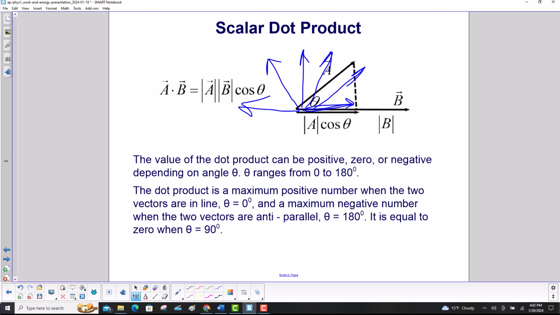The dot product is a maximum positive number when the two vectors are in line. That's when theta is equal to 0. And a maximum negative number when the two vectors are anti-parallel. That's when theta is equal to 180 degrees. It is equal to 0 when theta is equal to 90 because it's perpendicular.